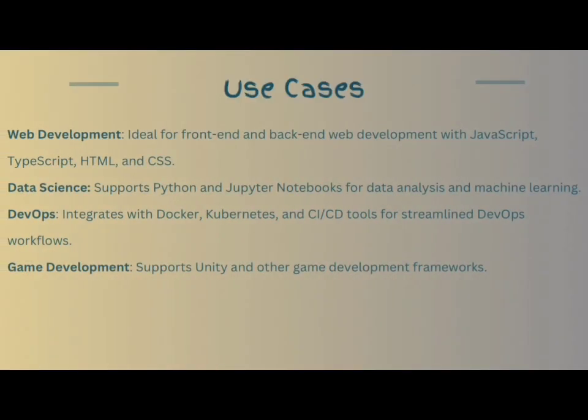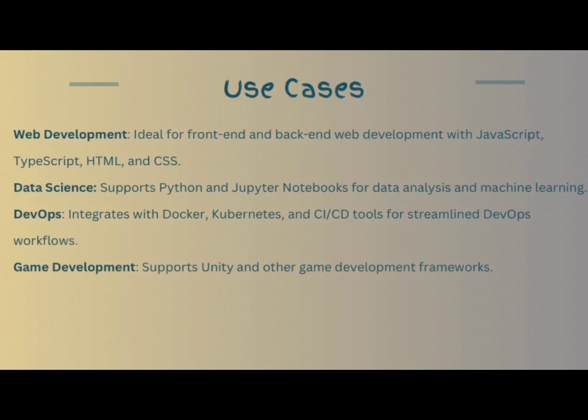Number 7. Use cases. Web development, ideal for front-end and back-end web development with JavaScript, TypeScript, HTML, and CSS. Data science supports Python and Jupyter Notebooks for data analysis and machine learning. DevOps integrates with Docker, Kubernetes, and CI/CD tools for streamlining DevOps workflows. Game development supports Unity and other game development frameworks.